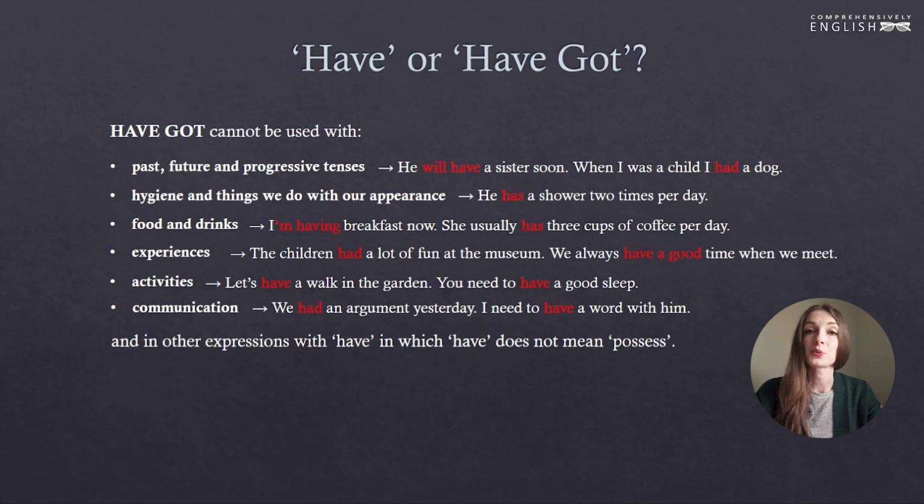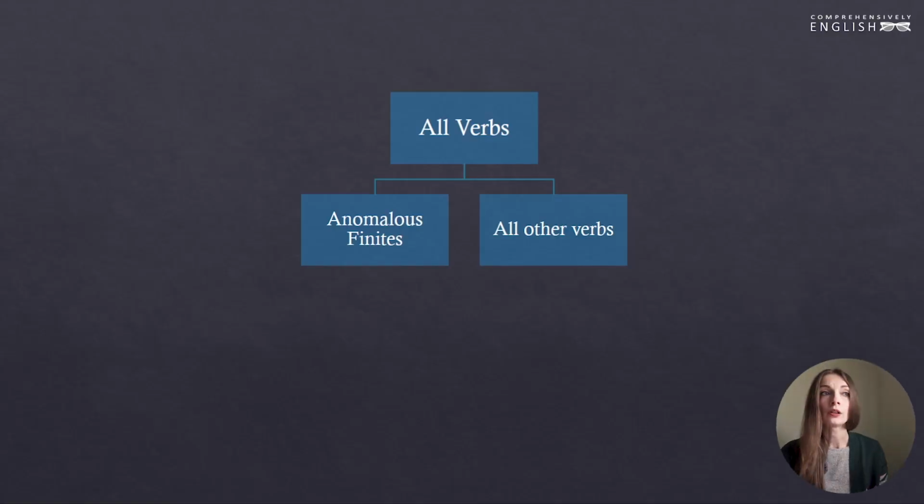Okay, so these were the 3 main challenges, as I call them, of the present simple tense. Now, what I say now will help you structure the verbs and how they are used in this tense and in other tenses as well. So let me introduce you to this. All the verbs in the English language we can divide into anomalous finites and all other verbs.